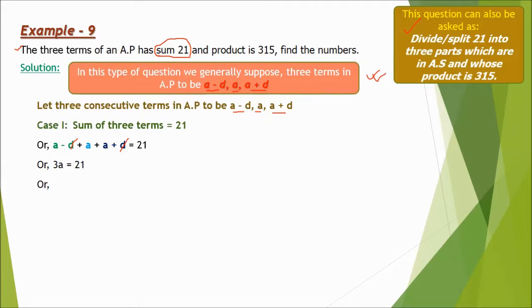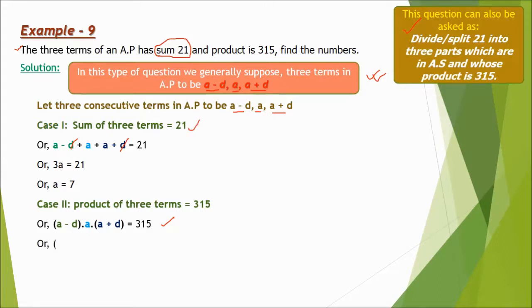We found the value of A, and now let's apply the second case, case 2. The product of 3 terms is 315. Now you can see the bracket A minus D, A, A plus D is equal to 315. Product means the multiplication of 3 terms will be 350. Sum is 21, product is, now we can substitute the value of A.